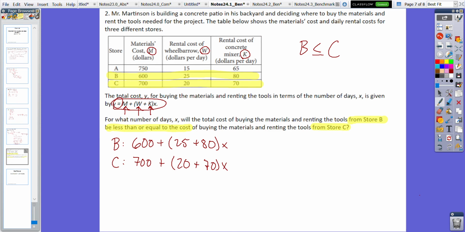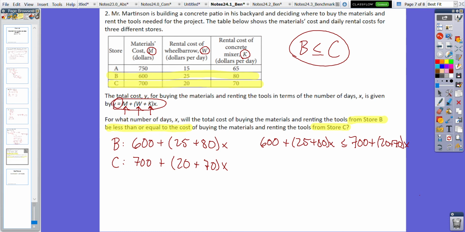Which tells Mr. Martinson, hey, if I know how many days this is going to take me, I can probably save a couple bucks and go with store B, but if I know it's going to take longer, I need to go with store C. We're going to find out exactly how many days he needs before he's spending too much money. So remember, B is less than or equal to C. So I'm going to say 600 plus 25 plus 80 per day times X is less than or equal to 700 plus 20 plus 70 times X.